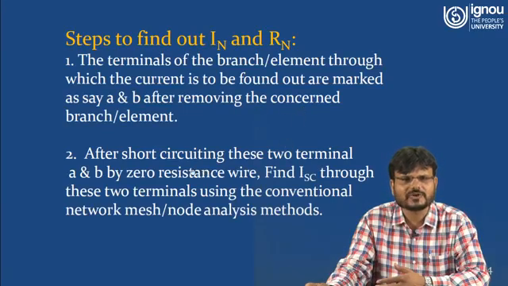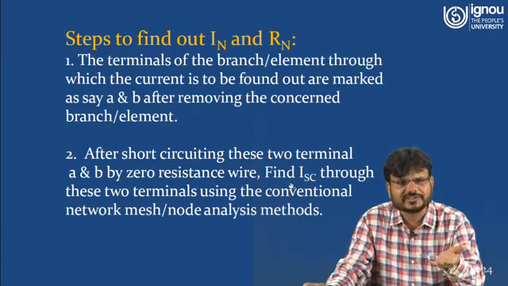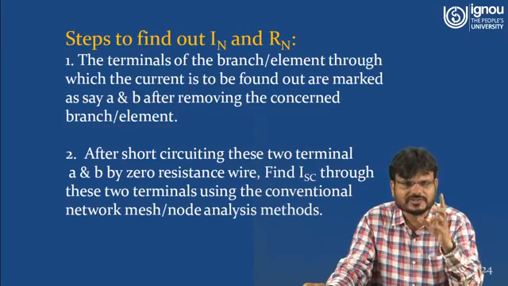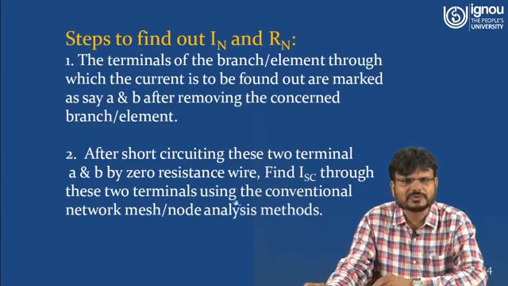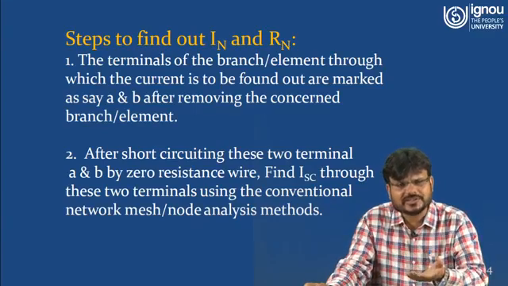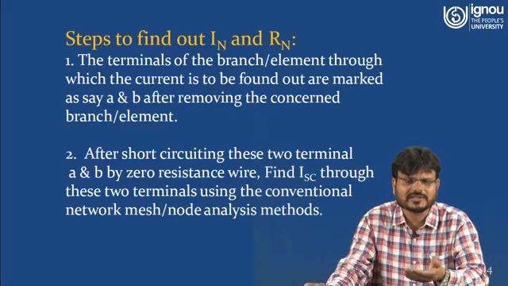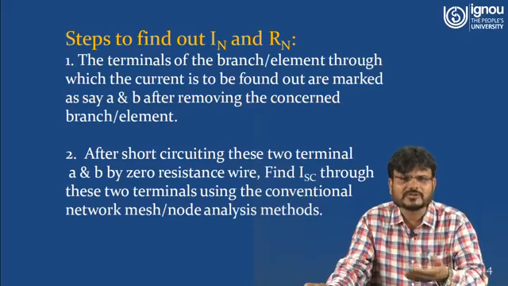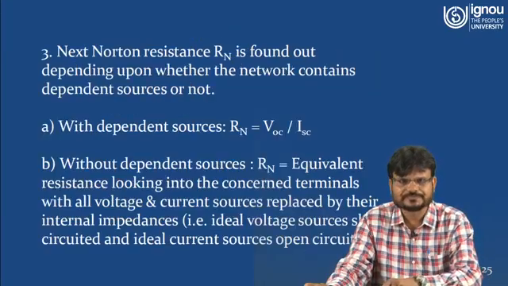In the second step, what you have to do? After short circuiting these two terminals A and B by a zero resistance wire, find the ISC, because you have to find the short circuit current. Short circuit current means zero resistance. So find ISC through these two terminals using conventional network methods, either with the help of mesh analysis or with the help of node analysis. You can also apply Kirchhoff's voltage law, or Kirchhoff's current law. And for solving this type of network, you can also apply the superposition theorem.